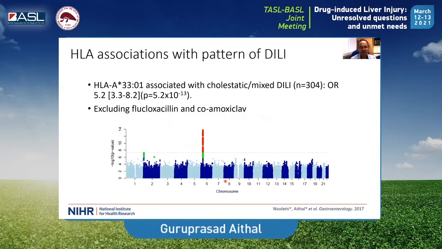The next landmark, this is the next GWAS that we did, was to identify that another HLA allele, HLA-A, another class 1 molecule this time, *3301, was associated with the cholestatic or mixed form of drug-induced liver injury from a number of drugs. In this study, we took away flucloxacillin and co-amoxiclav cases completely, because we didn't want them to overwhelm the HLA association and dilute the effect of other drug-induced liver injury. You still see lots of red dots and strong association, about 5-fold risk, with a very low p-value in relation to cholestatic and mixed forms of drug-induced liver injury, not associated with the hepatocellular form.